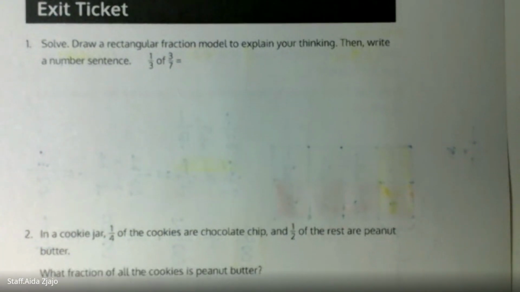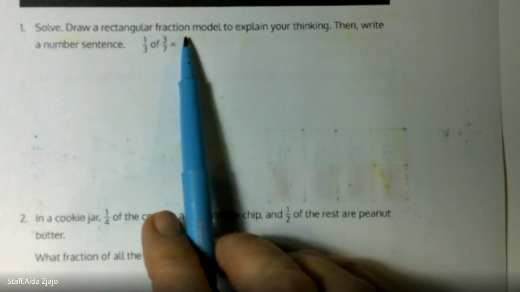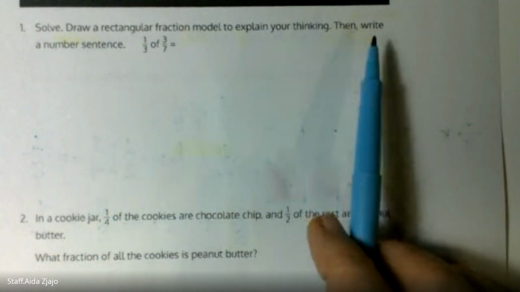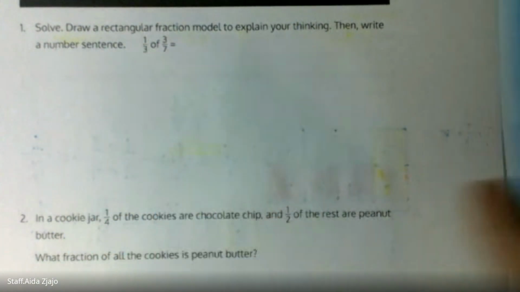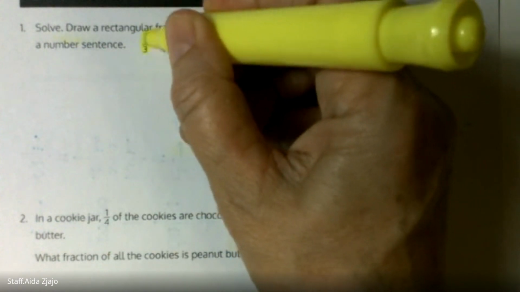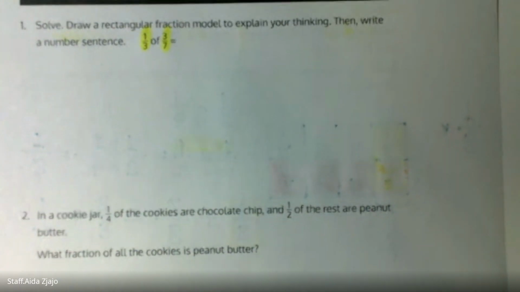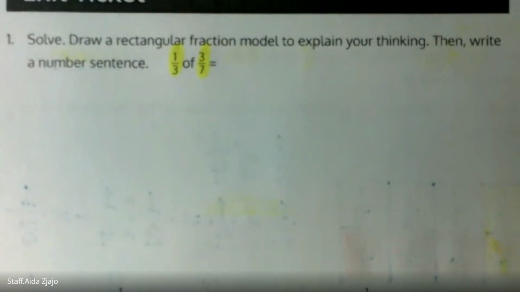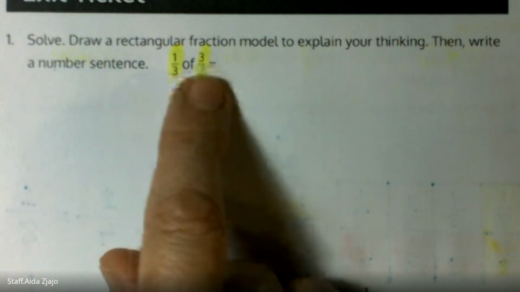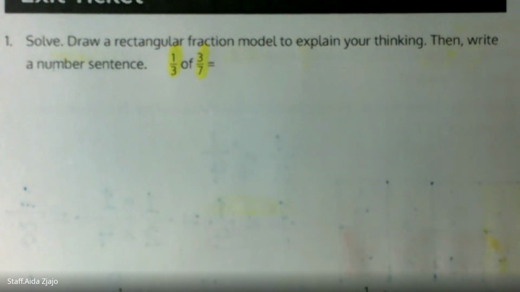Okay. So to solve, we needed to draw a rectangular fraction model to explain your thinking, then write a number sentence. So our problem is, what is 1/3 of 3/7? We needed to find the 1/3 part of the 3/7 that we have. So we can always think about a story.